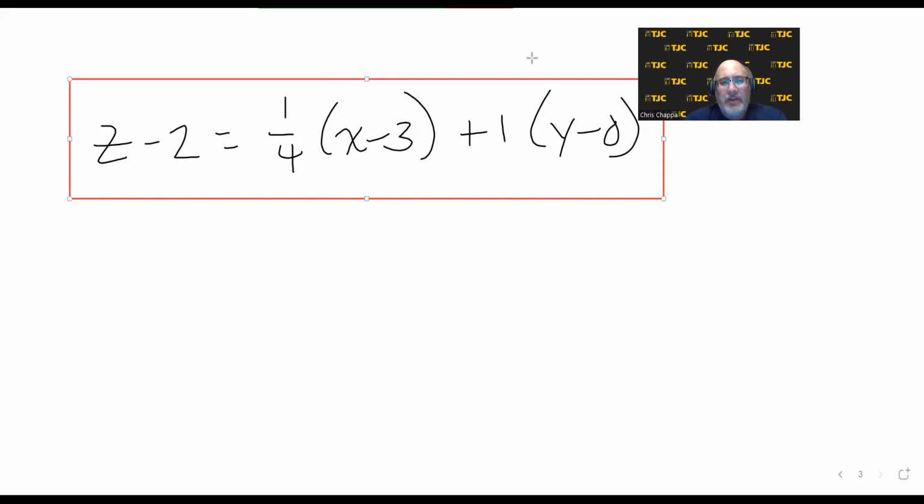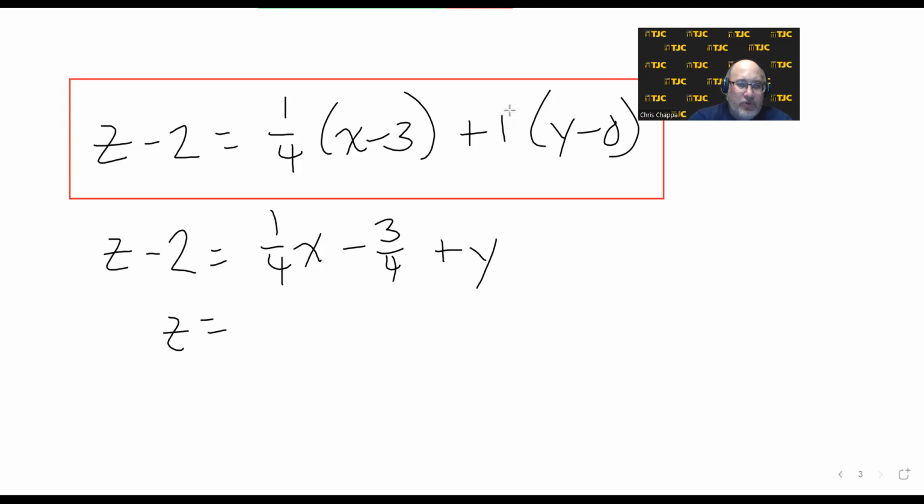Why don't we go ahead and distribute and solve this for z? Because I'm thinking about the next step. All right, z minus 2 equals 1/4 x minus 3/4 plus just y. Okay, and so we get z equals 1/4 x plus y. And let's add 2 to both sides. So we'll get 2 minus 3/4, which is 5/4. And this would be our linearization.